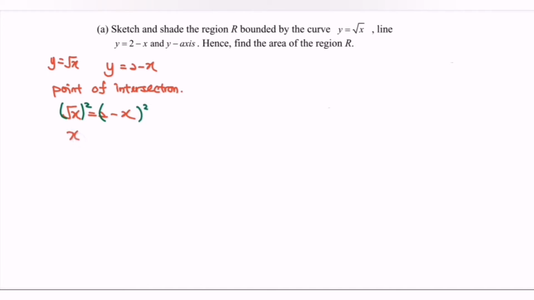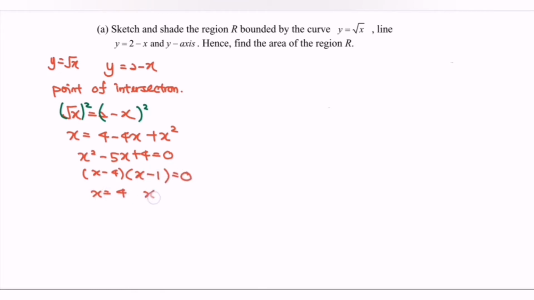So we will have x equals 4 minus 4x plus x squared. Rearrange the equation, so x squared minus 5x plus 4 equals 0. Factorize: x minus 4 multiplied with x minus 1 equals 0. So x equals 4, x equals 1. Kindly substitute the value of x into the equation. So we will have y equals 2, y equals 1. So the points of intersection are (4, 2) and (1, 1).